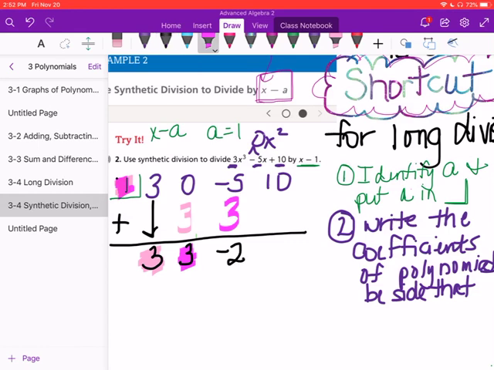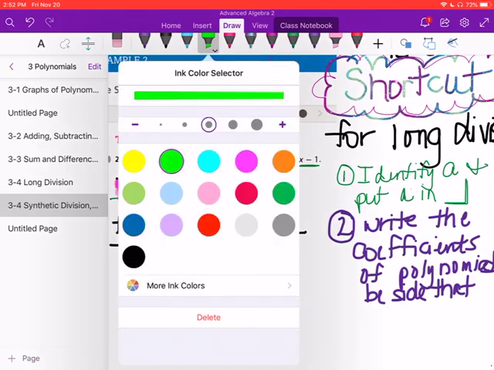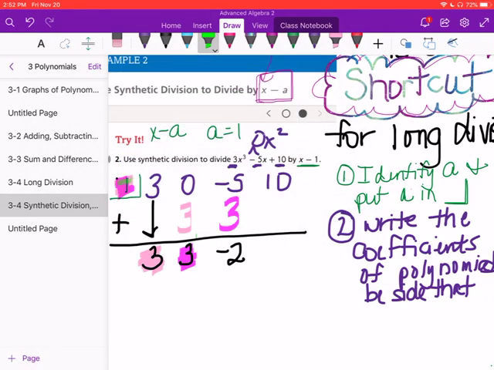Then I'm going to multiply again. Let's pick green this time. 1 times -2 is -2. And then I add 10 plus -2, and I get 8. And you're actually done dividing. All you have to do is fill in the x's. I divided an x cubed by an x, and whenever you divide an x cubed by an x, the exponent gets reduced by 1.